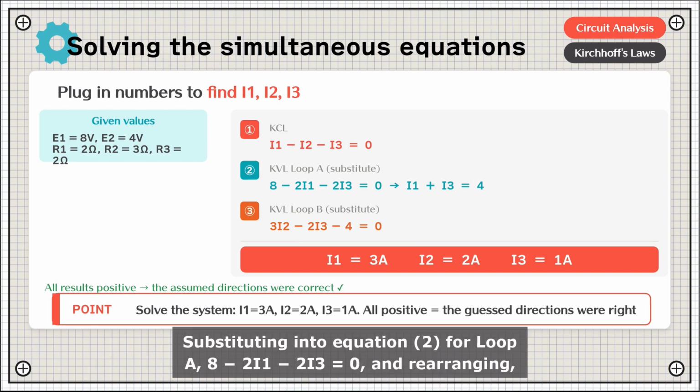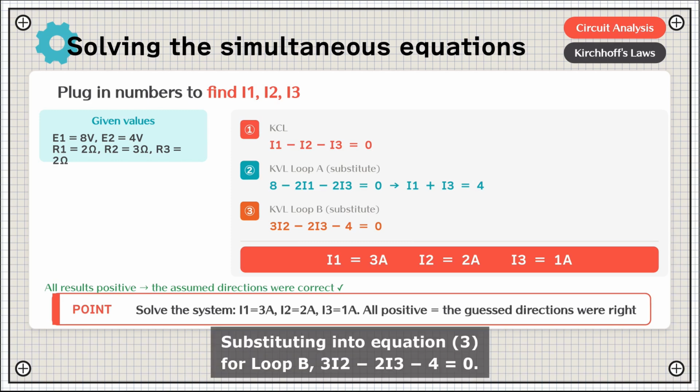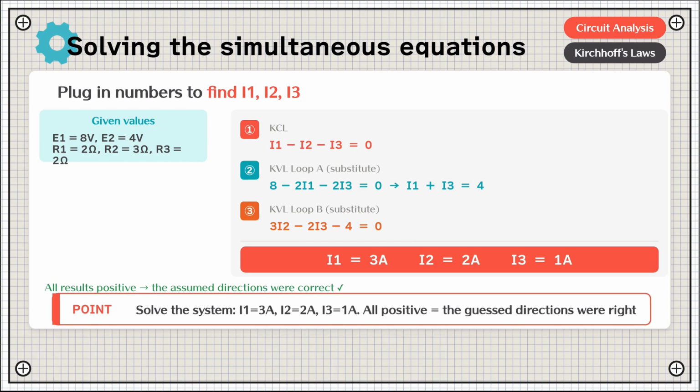Substituting into the second equation for loop A, 8 minus 2 times I1 minus 2 times I3 equals 0, and rearranging, I1 plus I3 equals 4. Substituting into the third equation for loop B, 3 times I2 minus 2 times I3 minus 4 equals 0.